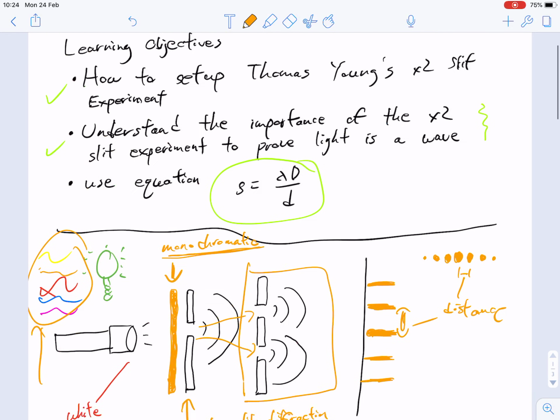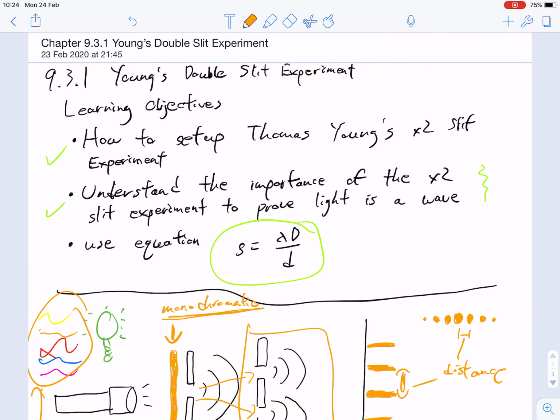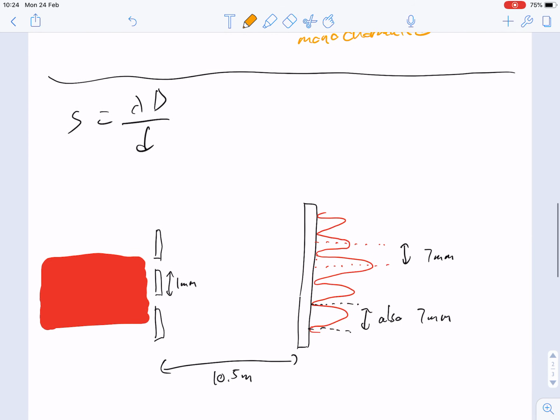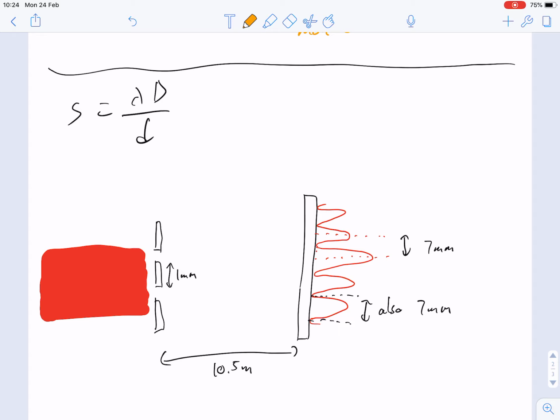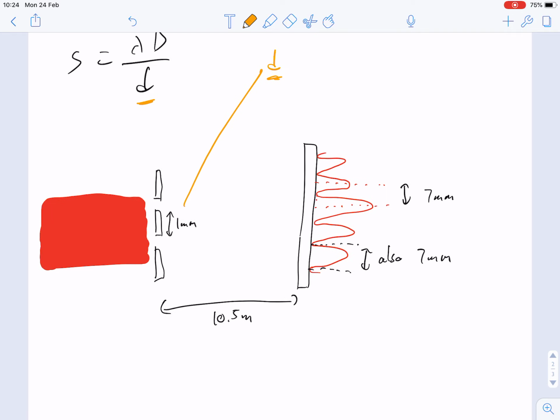So that is our first two learning objectives, okay, and let's get into the last one, which is a quick little calculation of S equals lambda capital D over little d. So very quickly, the slit distance here is little d. It's usually quite small, so that's why it's little d. The distance between your double slit and the screen is big D. It's usually a lot bigger. This is measured in meters. This is usually measured in millimeters.